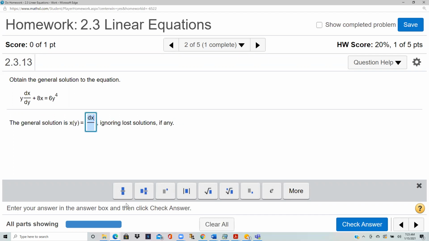dx over dy equals 8x over y, or plus 8x over y, equals 6y cube, because the 6y^4 will also be divided by y. We're dividing each term by y. 6y cube.